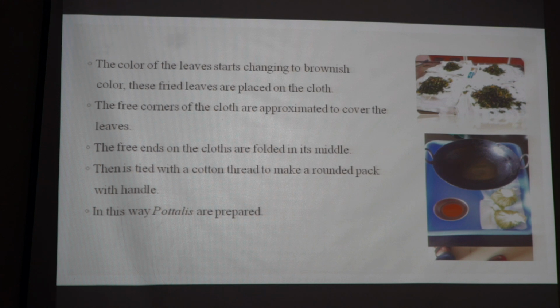Now we prepare potlis. After the mixture, when the leaves start changing their color to brownish, we'll turn off the stove. We'll place the mixture over the cotton cloth in the middle. Then we'll approximate and join the 4 corners and tie it with a cotton bandage so that we make a potli.